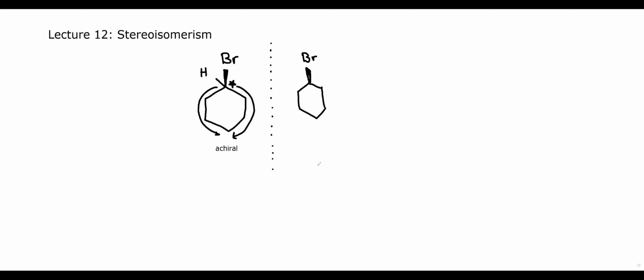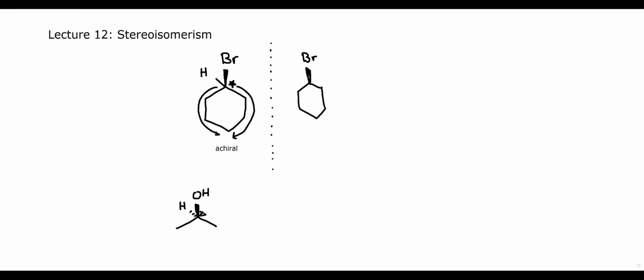Okay. Another example of this would be something like this. If we had isopropanol, isopropanol is not a chiral molecule because if we draw a wedge or a hash, it doesn't matter. I'm just going to draw it as a wedge.